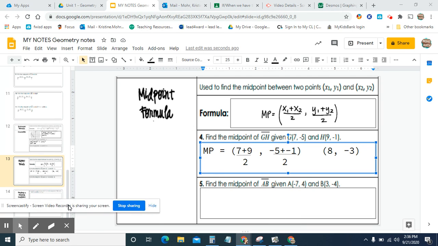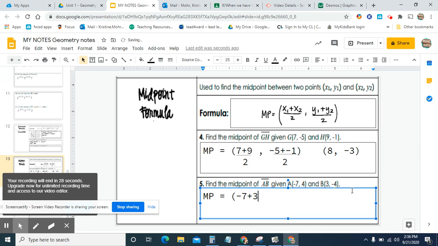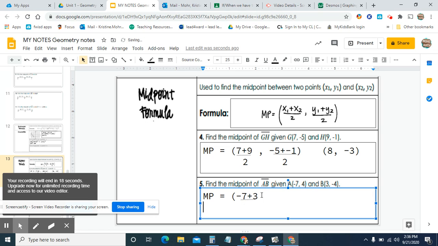Now if we do the same thing here for number 5, find the midpoint of our line segment AB, given that A is at (-7, 4), and B is at (3, -4). So start the same way. MP is equal to, we first add our x's, so -7 plus 3. And then we draw our line and divide by 2. I'm probably going to have to stop and come back. We'll stop there and then finish up with the y's.